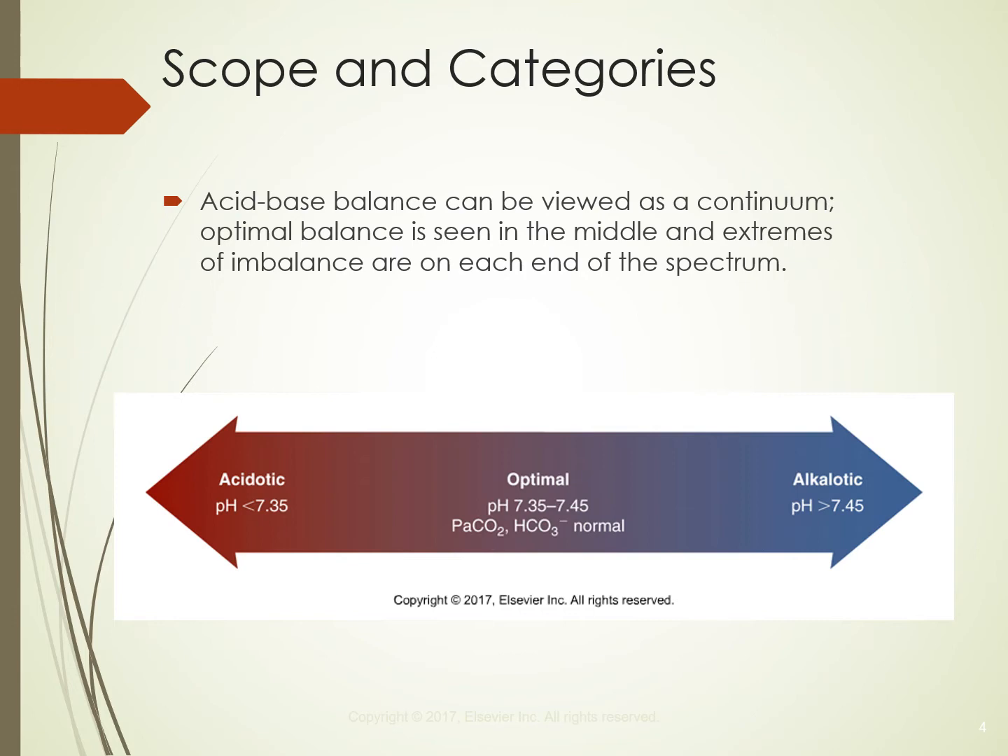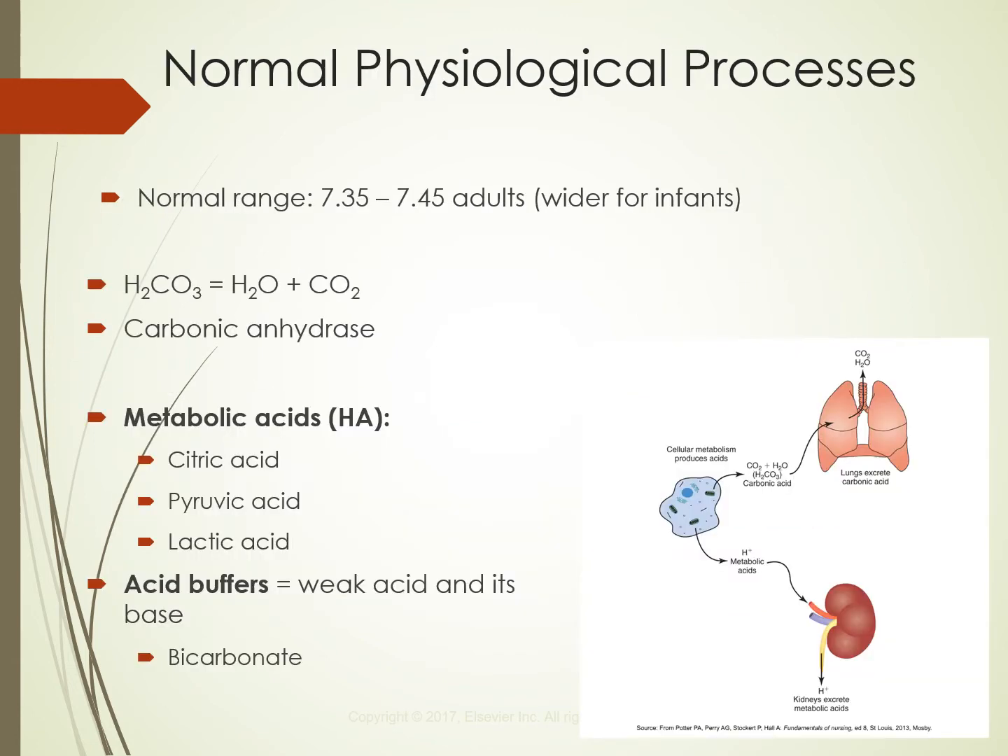Respiratory alkalosis occurs when hyperventilation excretes more carbonic acid. Respiratory acidosis is when hypoventilation excretes less carbonic acid. The normal range again for pH is 7.35 to 7.45 in adults. It is a little wider for infants.